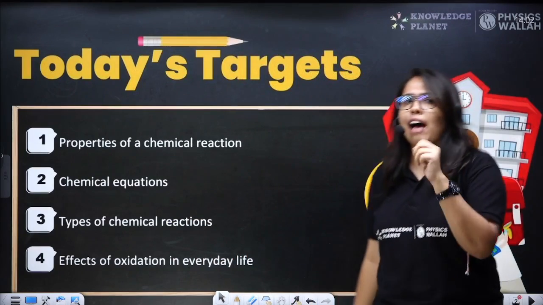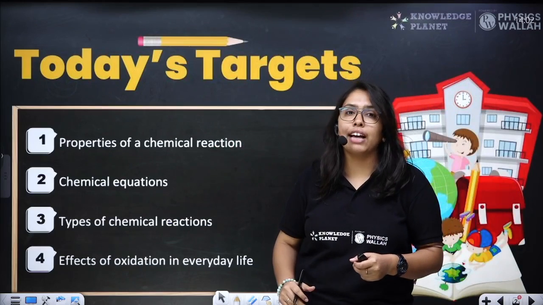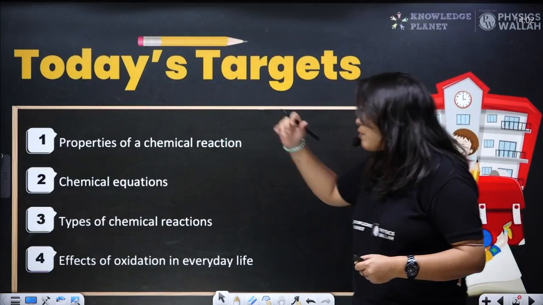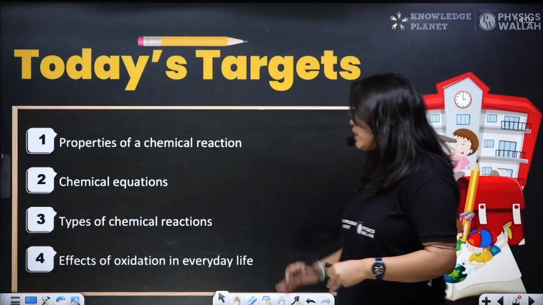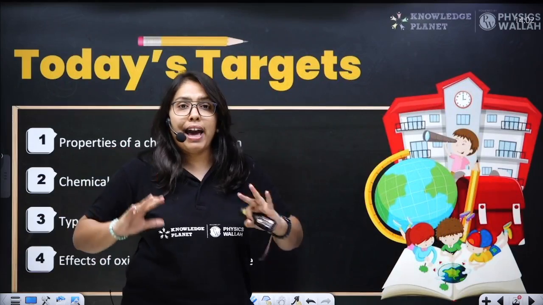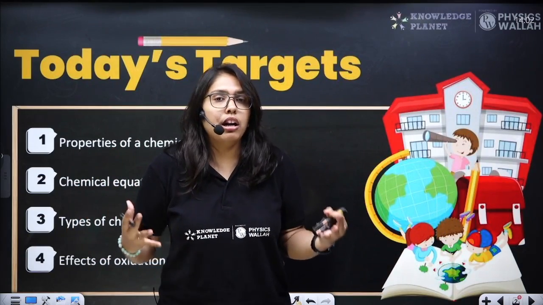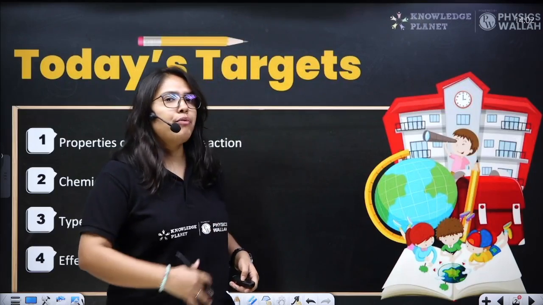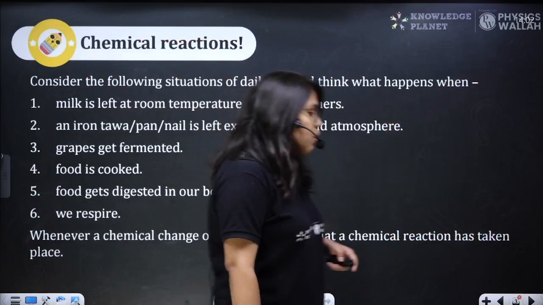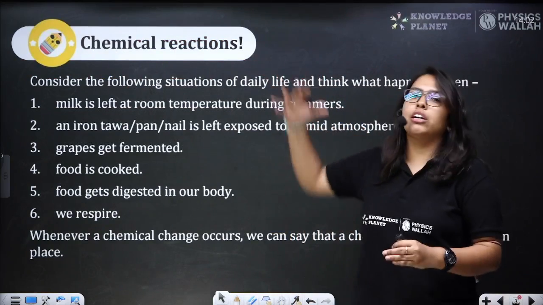So what all have we learnt in our sessions? We have learnt about the various properties of a chemical reaction. Then we learnt about the chemical equation, then types of chemical reactions and effect of oxidation in everyday life. So we are aware and we have come across all of this while we were learning it. Today, however, we shall summarize this. So let's start with our session with the very first thing, which is chemical reactions.